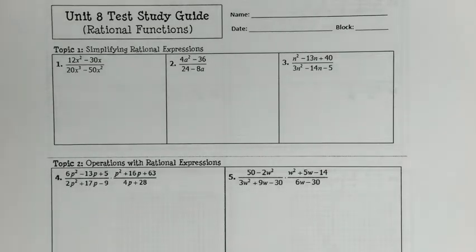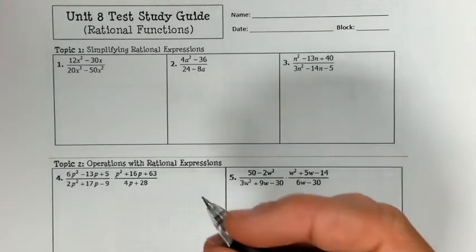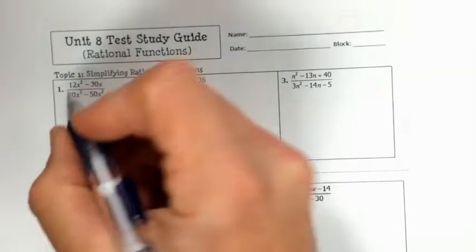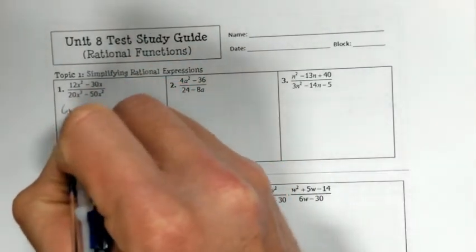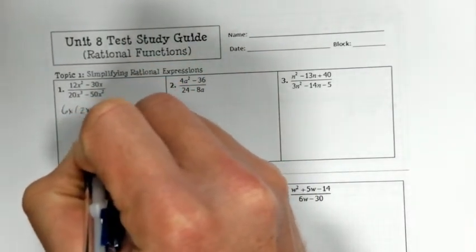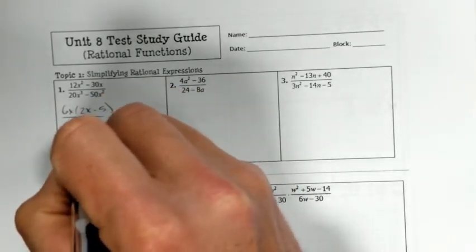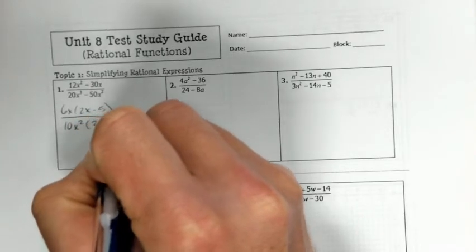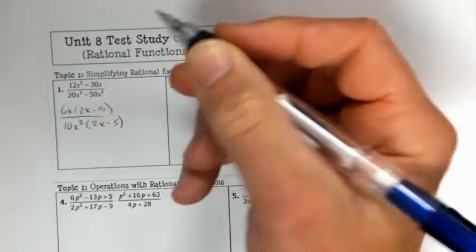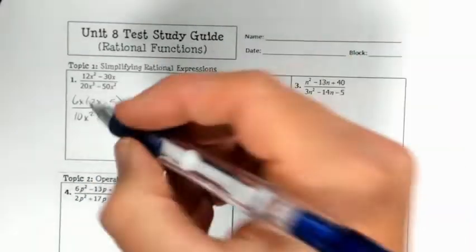Alright, looking at rational functions for the other part of our review. Let's look at number 1. So number 1, let's try to factor the top. We're looking for the GCF here. GCF is going to be 6x. That's going to factor into 2x minus 5. If looking for the GCF on the bottom, that would be 10x squared, so it's going to be 2x minus 5. So again, we have the same thing on the top and on the bottom. What we can do is we can cancel that out.